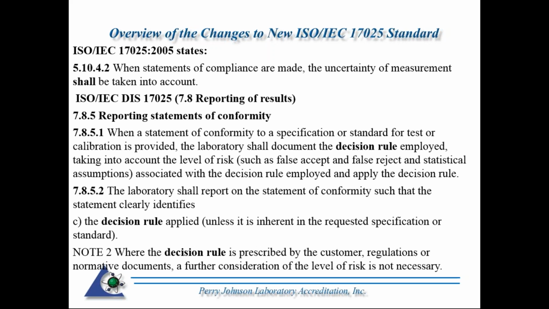There's a note there where the decision rule is prescribed by the customer, regulations, or normative documents. A further consideration of the risk level is not necessary. So a lot of things here on decision rules as far as being brought up during contract review and then actually reporting. So what exactly are we talking about?